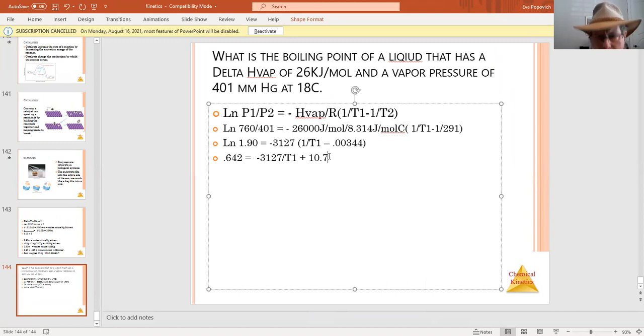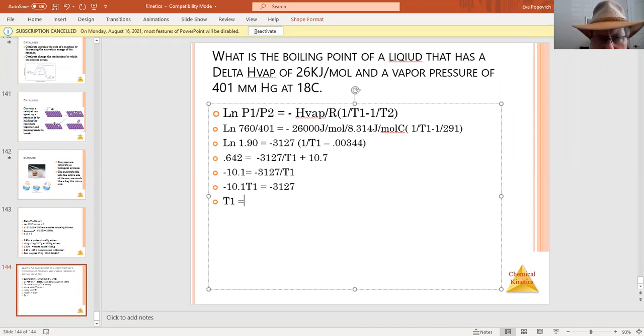Manuel, if I'm doing 2 times x plus 4, isn't that equal to 2x plus 8? Yeah, I hear you. I guess the subtraction sign is kind of messing with me. Well, you've got a negative times a negative, and that makes this a positive. All right, I subtract 10.7 from both sides and I get 10.1 is equal to a negative 3127 divided by T1. Negative 10.1 T1 is equal to a negative 3127.